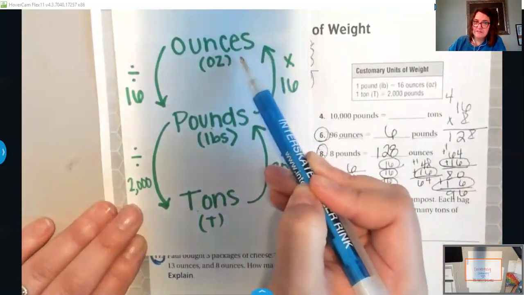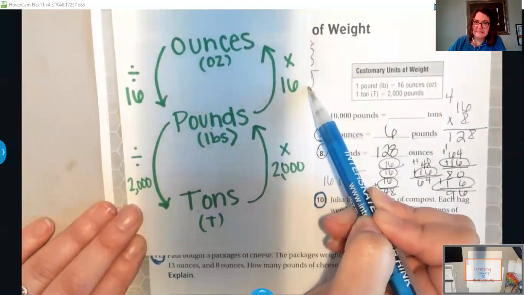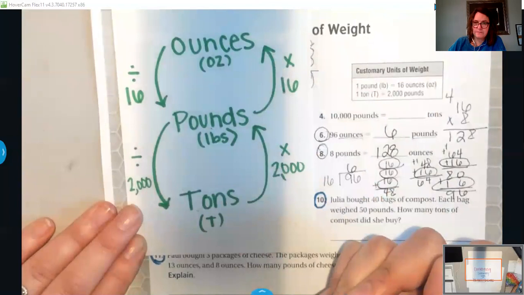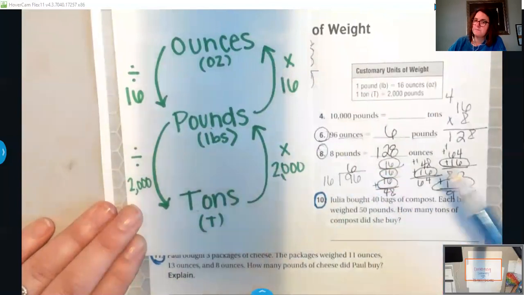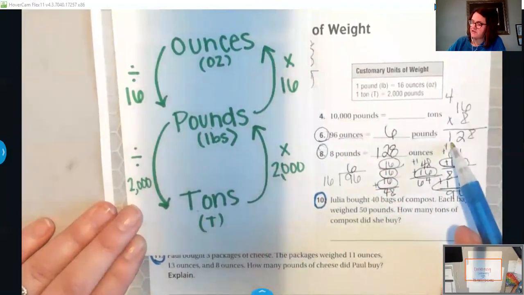Pounds to ounces, I multiplied by 16. My answer is 128.